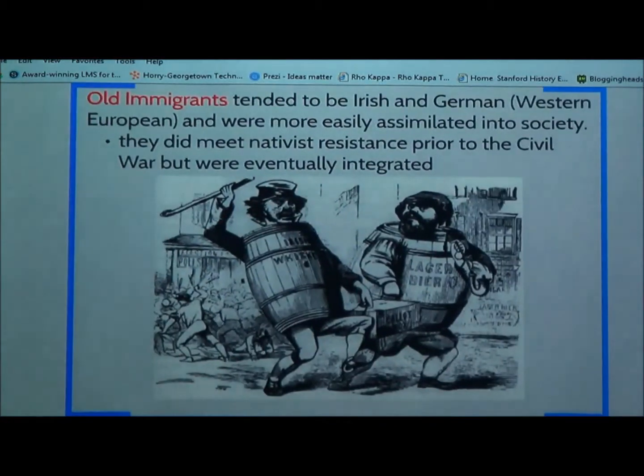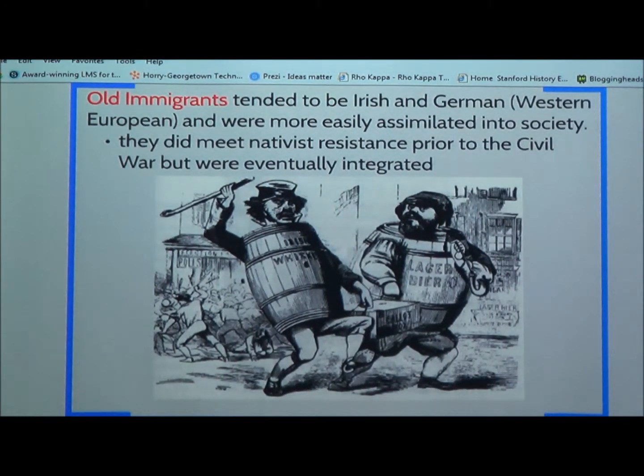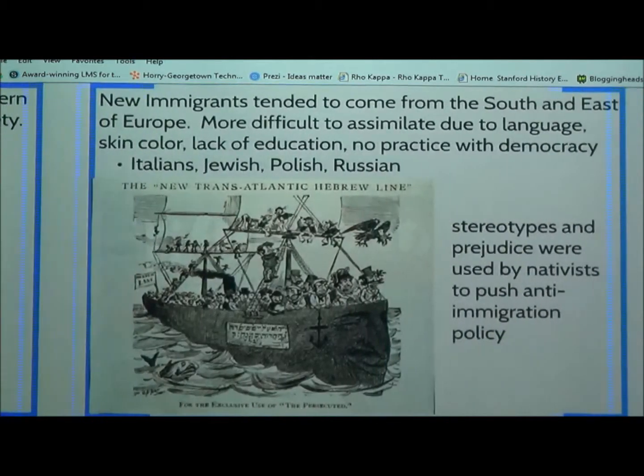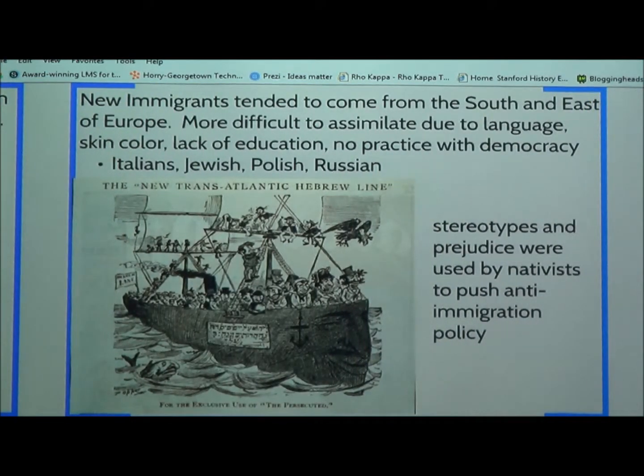So just to put it in the notes, old immigrants tended to be Irish and German, some English, in other words, Western European, easily assimilated into society. They were white already, they just had to learn the ways of the United States. They did meet nativist resistance prior to the Civil War. This was a political cartoon showing the bigotry against Irish and Germans. The Irish, drunk whiskey drinkers, and the Germans, drunk beer drinkers. But that went away fairly quickly, especially after the Irish helped the Northern Union win the war.